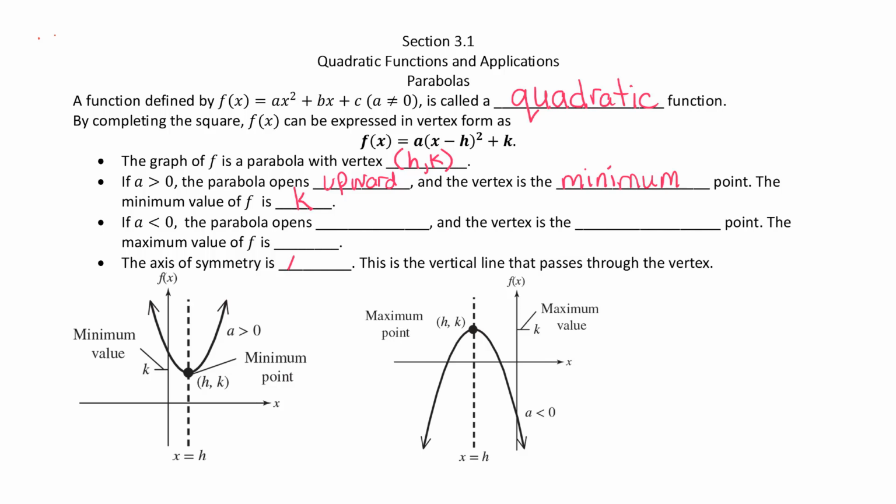If a is less than 0, that coefficient on the (x minus h) squared term, then the parabola opens downward, and the vertex is a maximum, which you can see in that picture on the right. That parabola opens downward, so that maximum is at the top. And the maximum value, again, is k. It's still the y coordinate of the vertex. And then the axis of symmetry is that line that goes right through the vertex. It's a vertical line, so it's x equals the x coordinate, which is h.